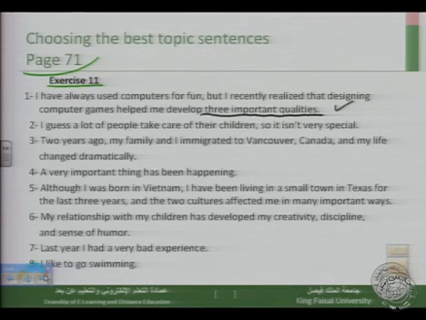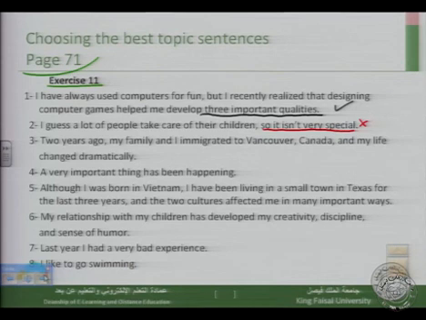Number 2: I guess a lot of people take care of their children, so it isn't very special. It's too general to say that a lot of people take care of their children, so it isn't very special. What is he going to write about here? No controlling ideas, and he didn't specify the points he is going to mention in his paragraph. So it is not a good topic sentence, and we shouldn't start our topic sentence this way.